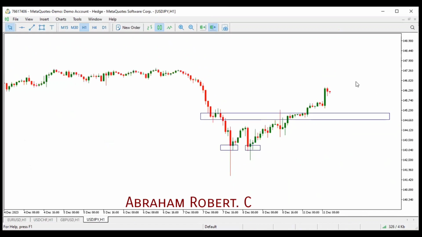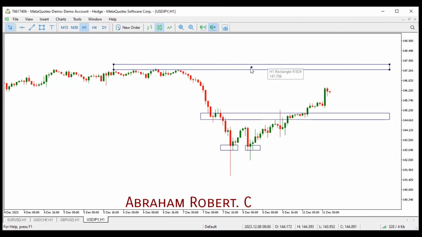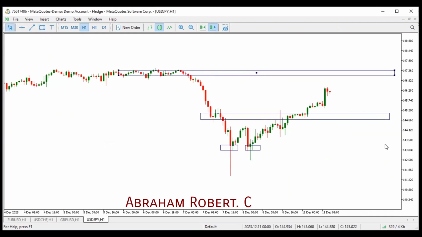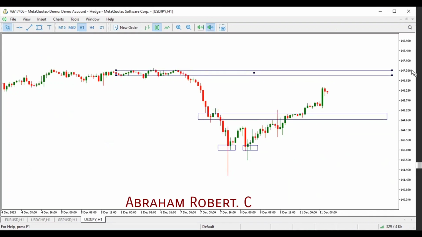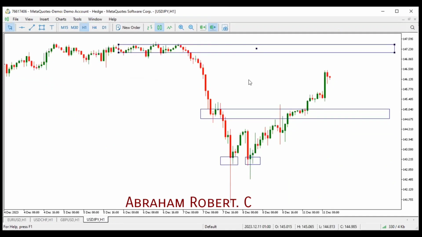Now, if you come back to this and look at this level, there's every tendency that the market will reject from this level. The possibility is very, very high. So that is why, if I am to trade this, let's say I enter from this candle.